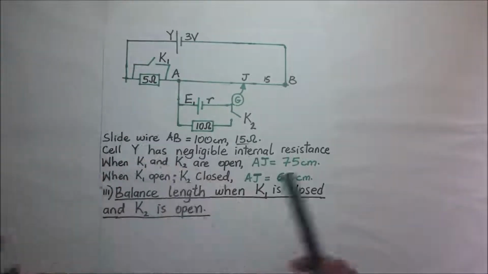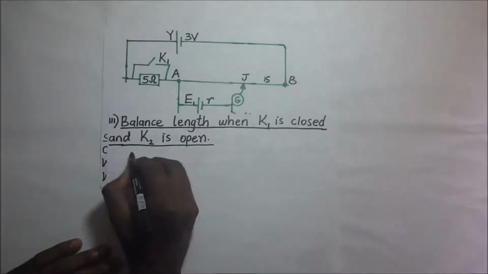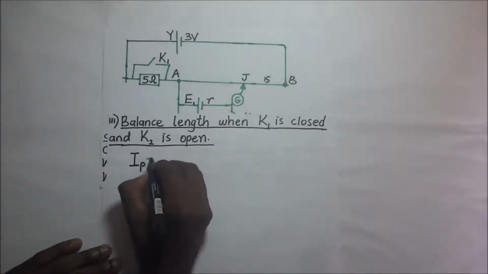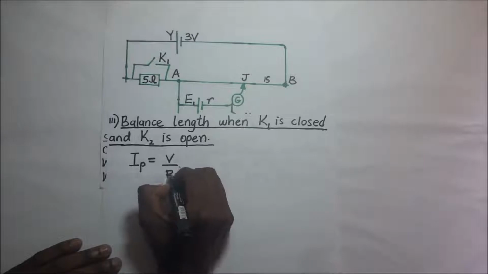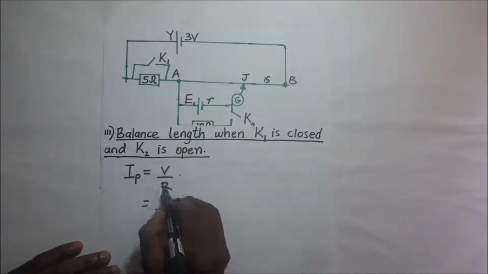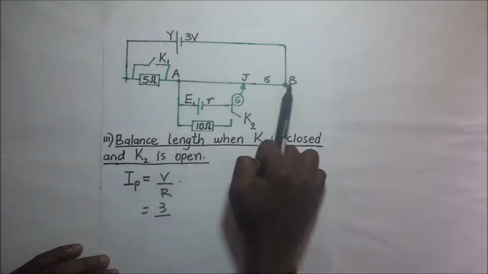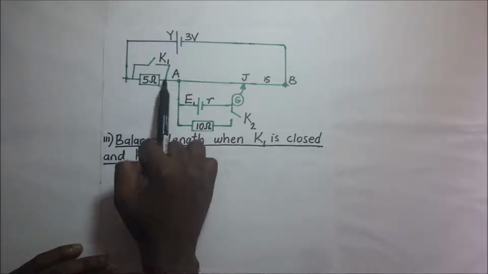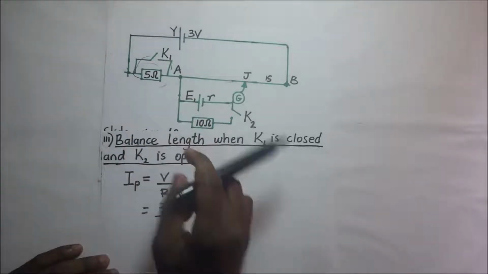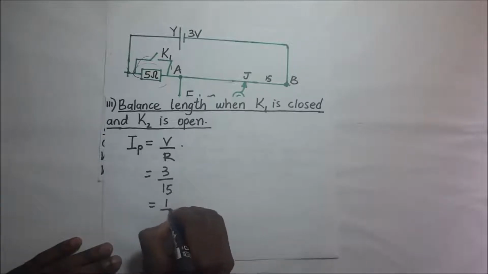So we'll begin by first finding the amount of current that is drawn. Our new current, IP, the primary current, is going to be equal to V over R. That is the PD, which is 3, divided by the effective resistance. Of course, the effective resistance now is 15 ohms. This 5 ohms is no longer part of it since it's being bypassed. So it's 3 over 15, and definitely 3 over 15 gives us 1/5 amperes.